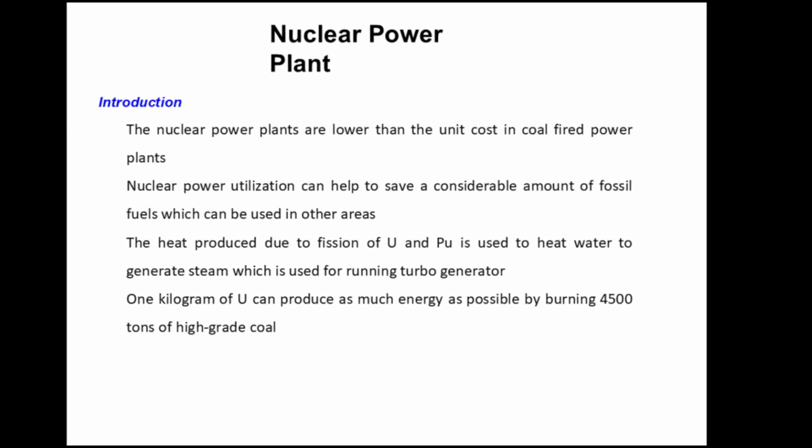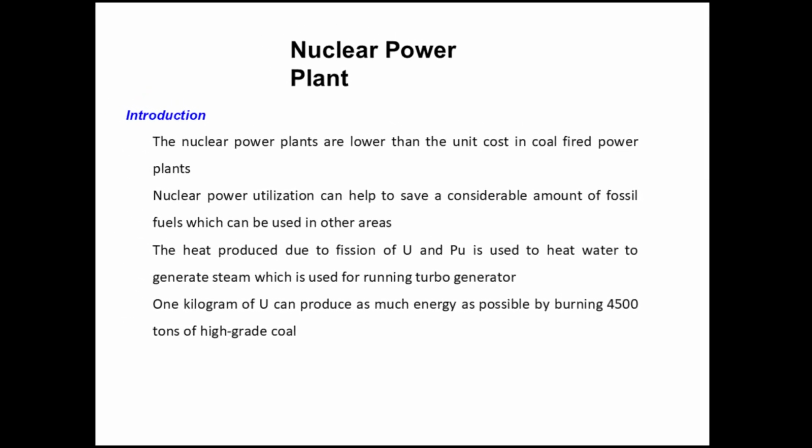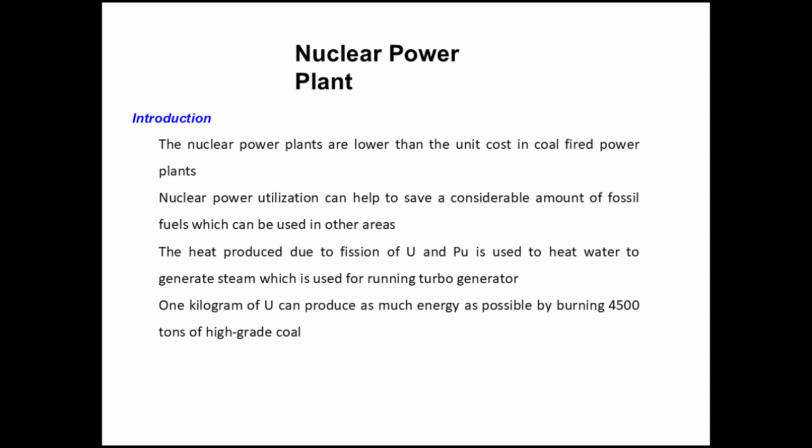Nuclear power plant. Introduction. The unit cost of nuclear power plants is lower than that of coal fired power plants. Nuclear power utilization can help to save a considerable amount of fossil fuels which can be used in other areas. The heat produced due to fission of U and Pu is used to heat water to generate steam, which is used for running the turbo generator. 1 kilogram of uranium can produce as much energy as burning 4,500 tons of high grade coal.